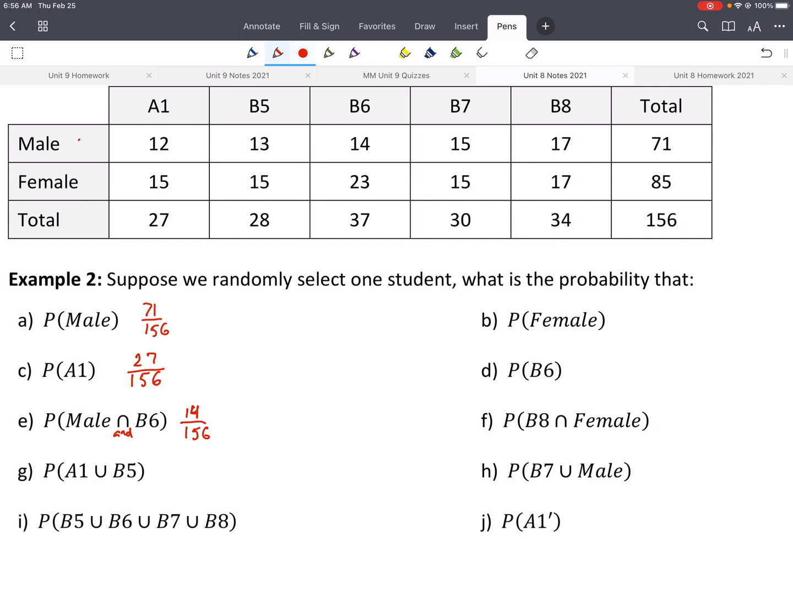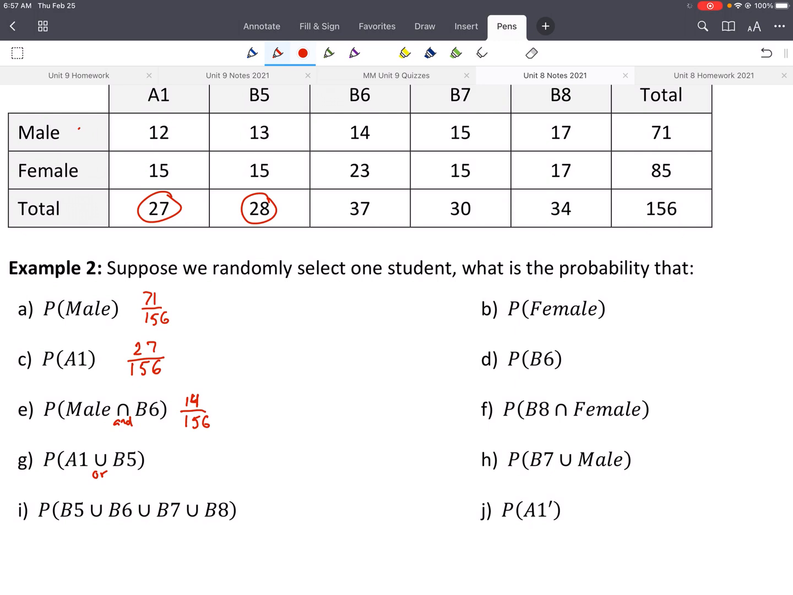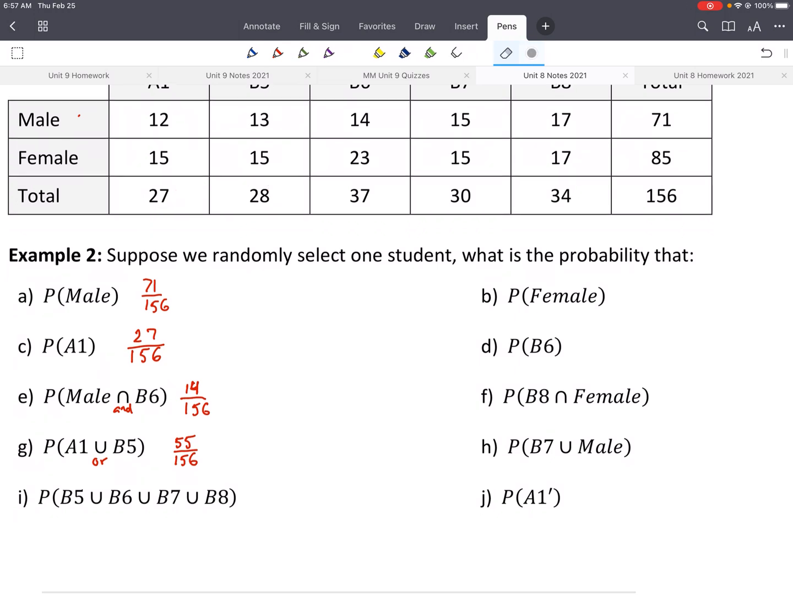Probability of randomly selecting an A1 or a B5. So we want to say, what's the probability of picking someone in A1 or B5? And we can just add those together. What does that give us? 55. 55 out of 156.